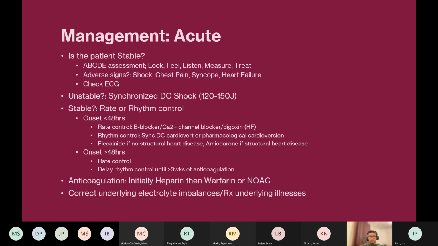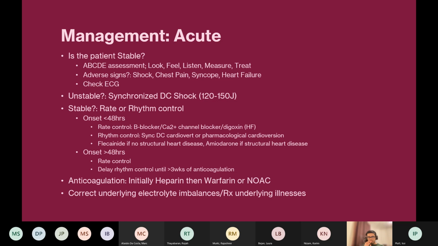In terms of rhythm control, if the onset of AFib is less than 48 hours, or they have been anticoagulated for greater than 3 weeks, then you can shock. So you give rate control, but you can also rhythm control: you can DC cardiovert, or you can pharmacologically cardiovert.